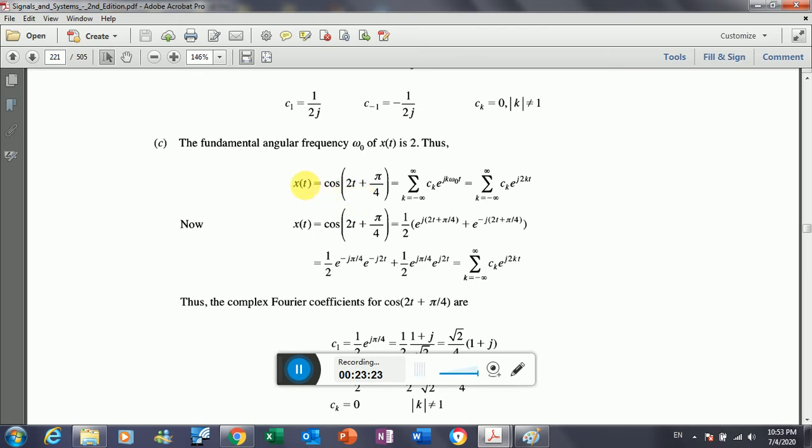So similarly, again we can compare it with this equation. Cos 2t, that means cos omega naught t, omega naught is equal to 2, and pi by 4 is phi. So compare it with this equation and we get values of, put values of omega naught here.